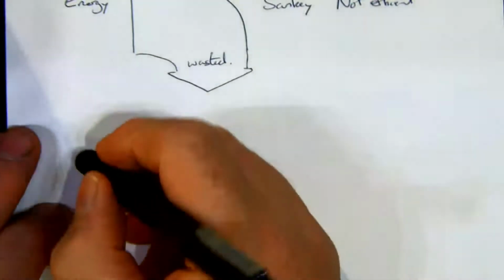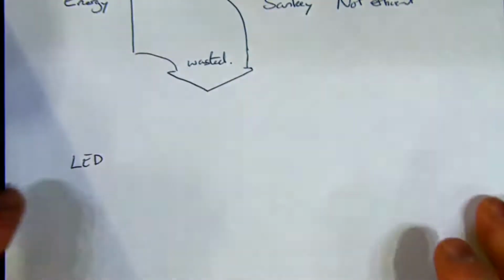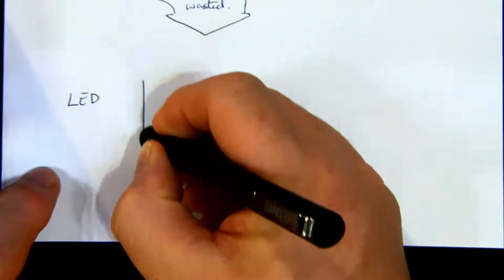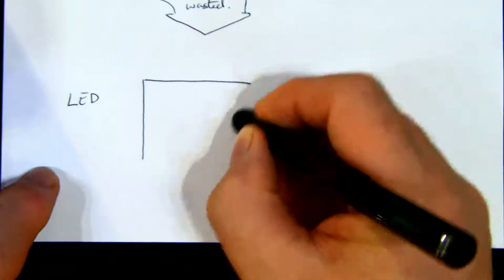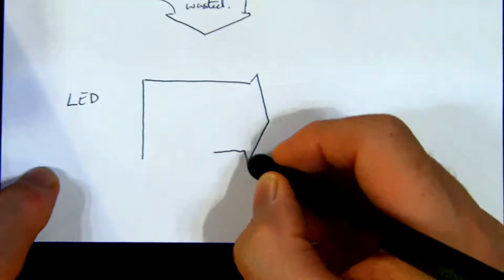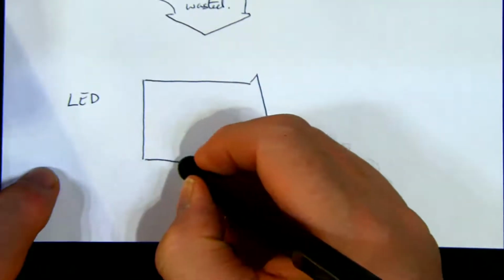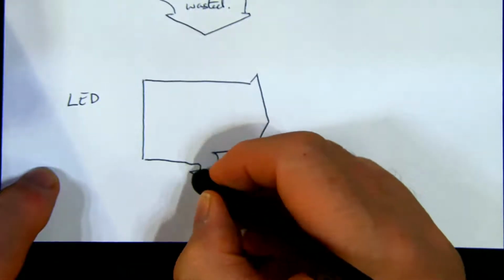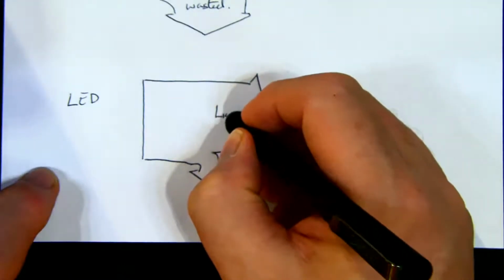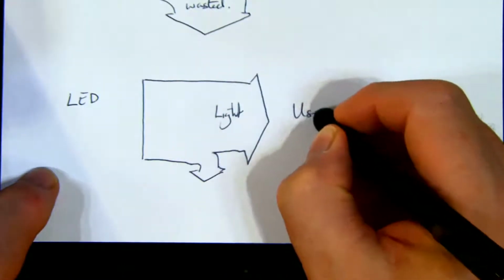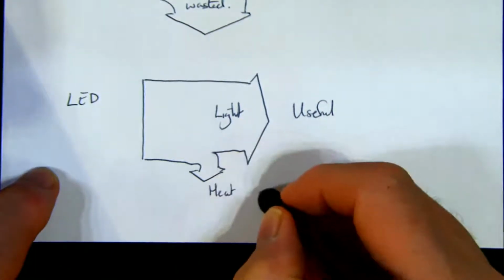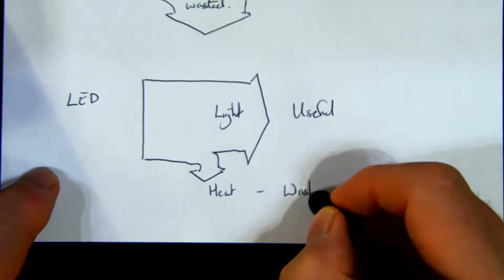If I compare that with my LED bulb, then with my LED bulb, I put so much energy in and I get out my light energy, and I've got much less wasted as heat. So there's my light, my useful energy, and I've got my heat, which is largely wasted energy.